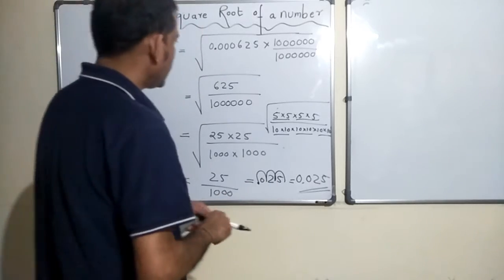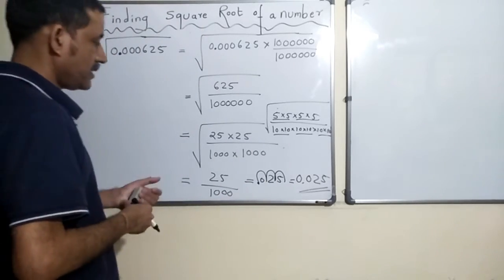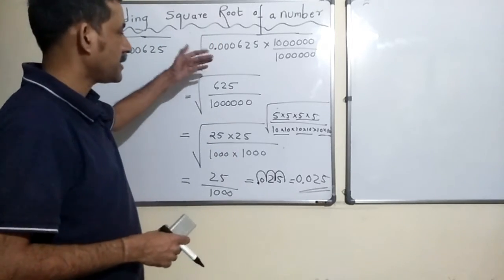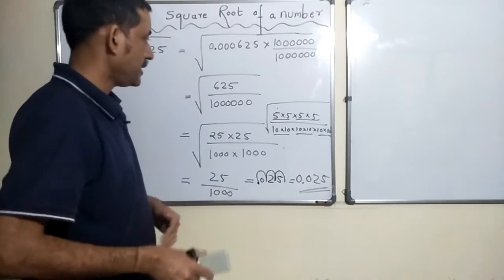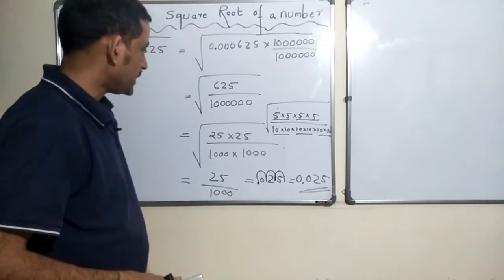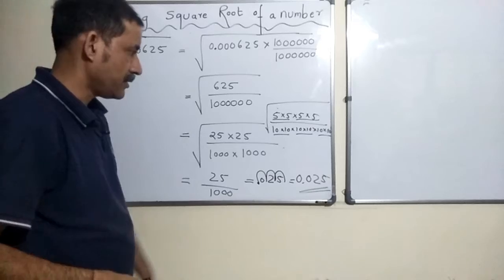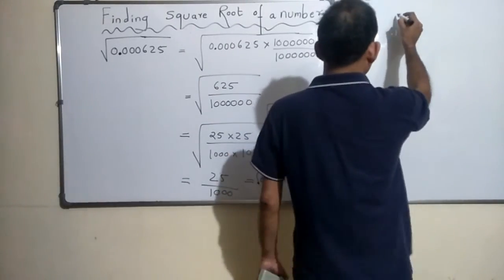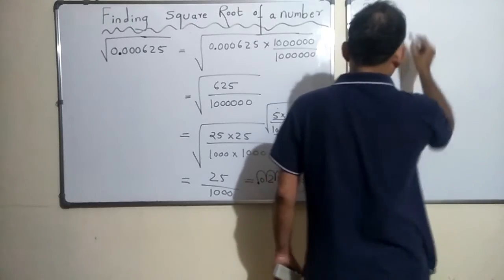Can we do it by the division method? Now this was a perfect square, which we were able to do some rearranging and simplifying here and there and come out with this nice method, right? How about you do it with the division method? So let's do it with the division method.